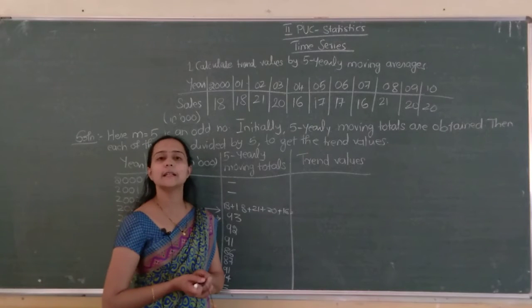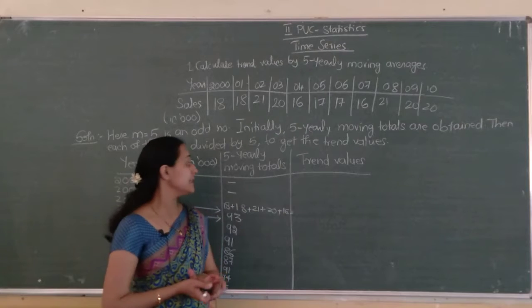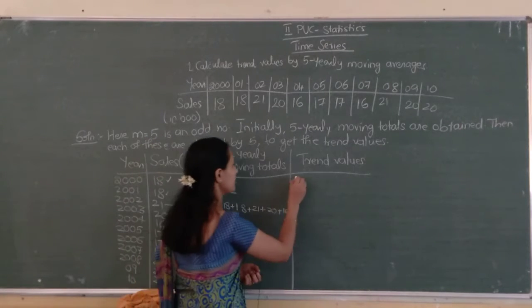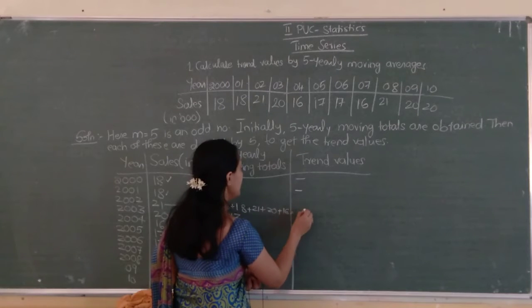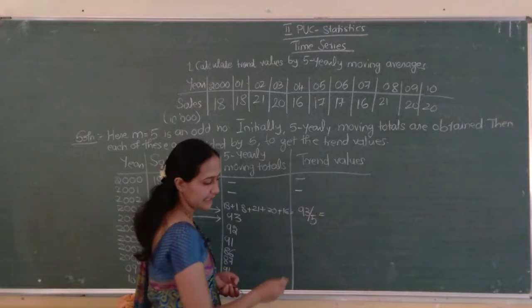Lastly, how to find trend values? Trend values are found by taking the moving total divided by 5. There won't be a trend value for the first ones, here also it won't be there. 93 divided by 5.